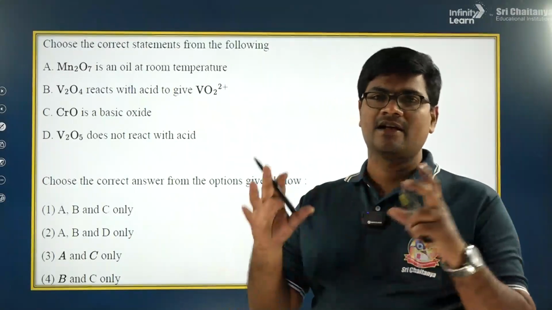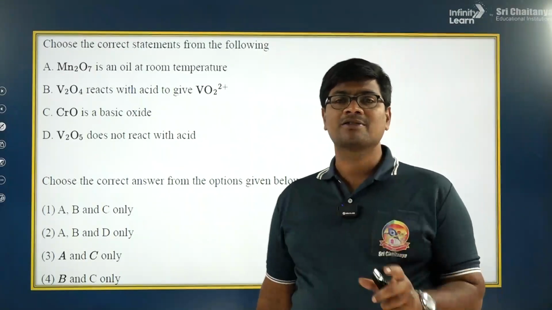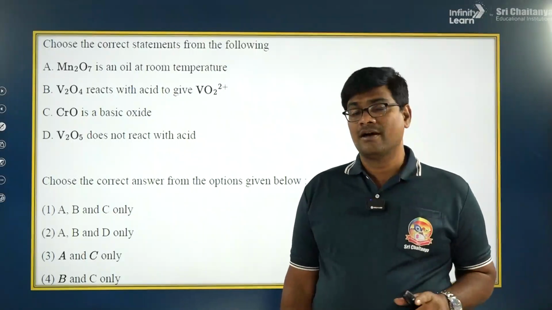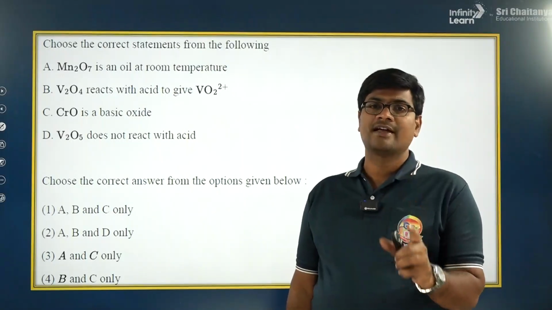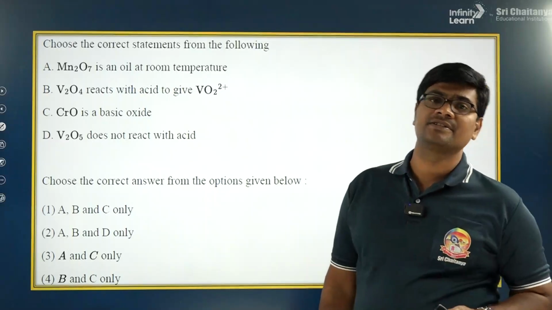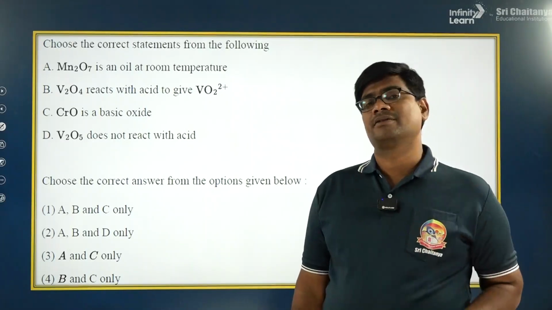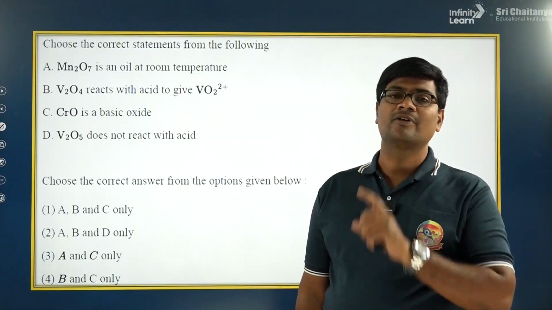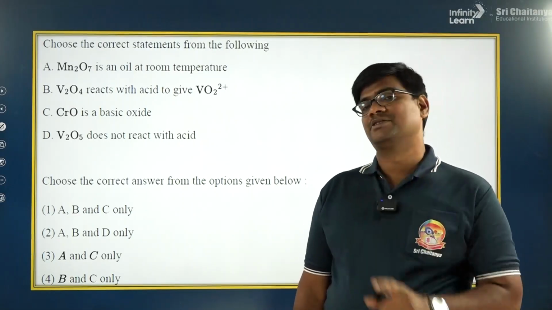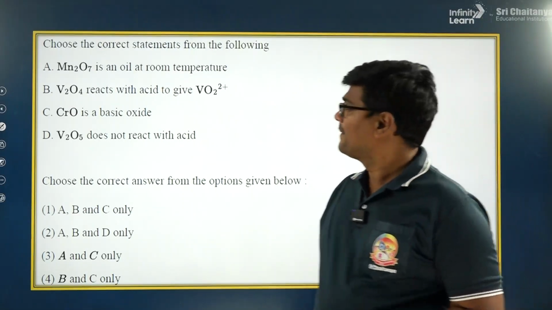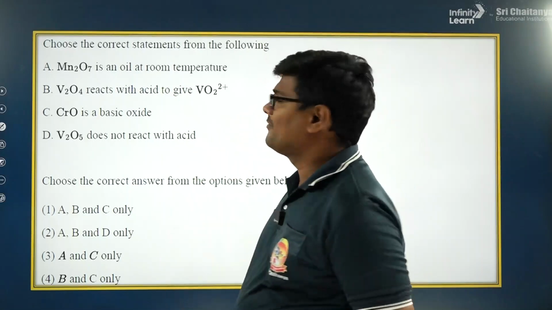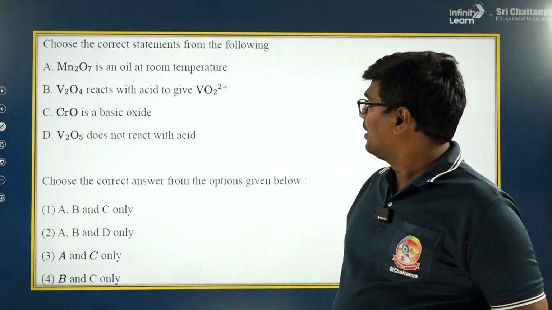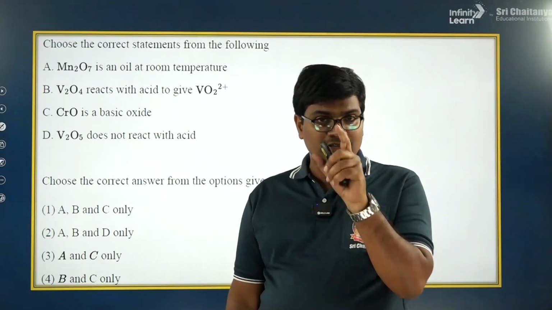Next question is clearly about NCERT lines. You must have command on NCERT lines. Then only you are able to do this question. I am telling you, NCERT lines, especially for inorganic chemistry, are very important. You need to learn every point if you want to get 180 out of 180 in NEET chemistry. Let's go for the question. Choose the correct statements from the following. Mn2O7 is actually an oil at room temperature. This is also an NCERT statement.